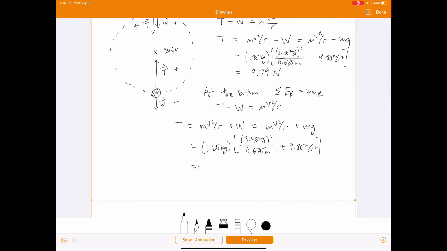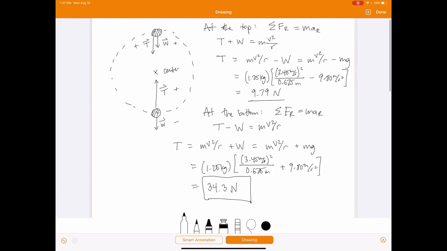That's the tension. Again, same expression as before, just a plus sign instead of a minus sign. But it gives us a totally different answer, 34.3 newtons. So notice how the tension when the ball is at the bottom of the circle is way bigger than when it's at the top.